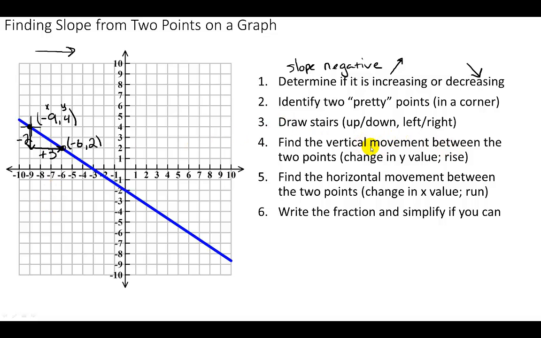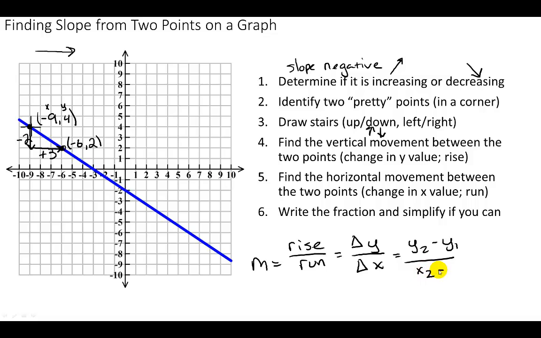We have found the vertical movement. That's how much up or down we're going. That is our rise. And slope is rise over run. It is our change in y over our change in x. We can work with y2 minus y1 over x2 minus x1. If this is our first point, we put our 1's, and then we have x2, y2 for our second point.